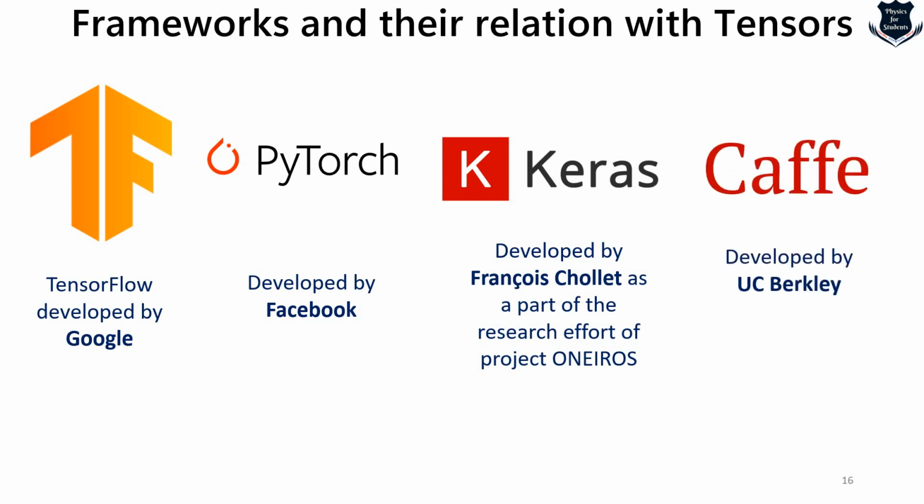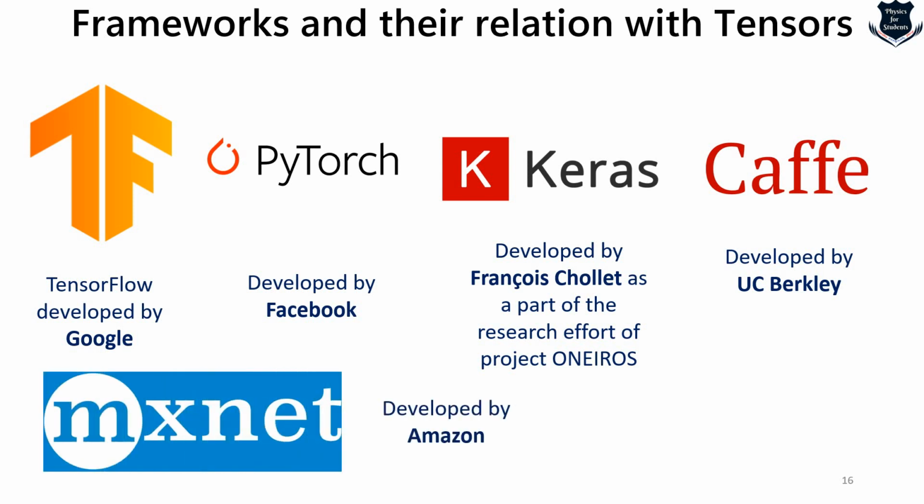Now this is developed by the UC Berkeley institute. It is called Caffe. Although it is less actively maintained now, Caffe was an earlier deep learning framework that also utilizes tensors for data representation.